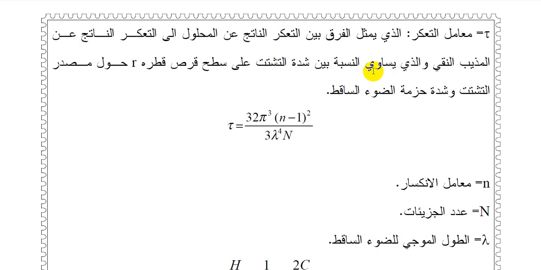This equals the ratio between the scattering intensity on a disk surface with a diameter r about the dispersion source, and the intensity of the incident light beam.